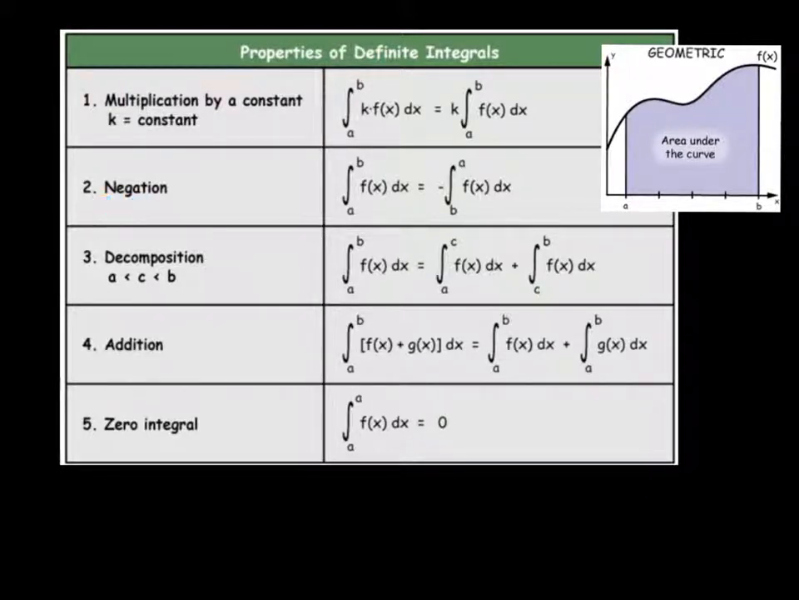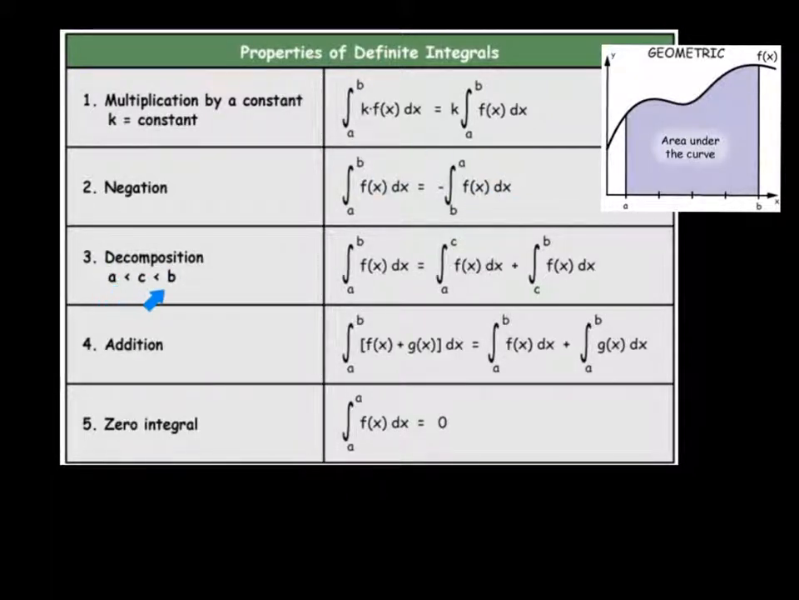Okay, negation. This one comes up quite a bit. What this is saying is that the integral from A to B of f of x dx is equal to the negative of the integral from B to A of f of x dx. So as we usually see them, our bounds are from the smaller number to the bigger number, where A is smaller than B. Well, if it happens that they reverse that and put the larger number on the bottom and the smaller number on top, if I want to find that integral, I can just flip it around and negate it. We're going to practice that one quite a bit.